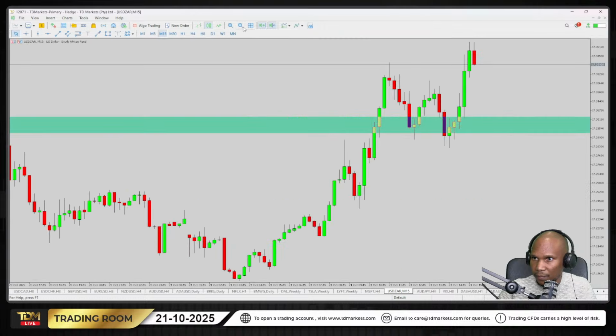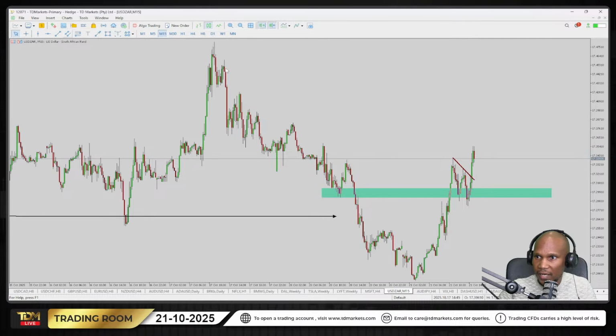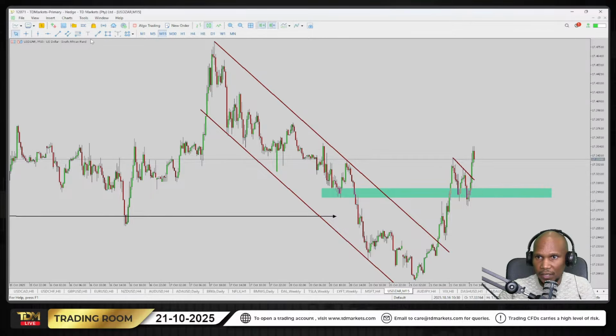Let me see what's happening here. Hey, there was a trading opportunity here. Anyway, it's fine. As long as we have cleared out of this, then probabilities are higher that price is going to continue pushing towards the upside. So short term, USD ZAR, one more push up.